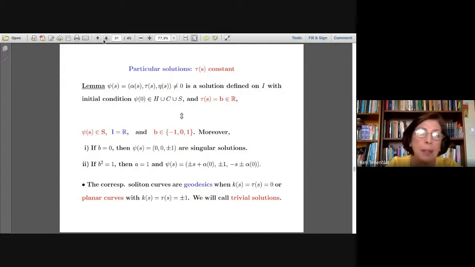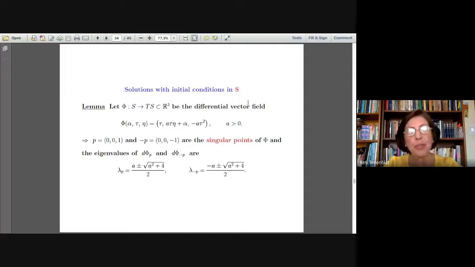Okay. Now, solutions with initial condition in the set S, we can consider the differential vector field defined by that. This is the right-hand side of the system. And so you can find out that the singular points are (0, 0, 1) or (0, 0, minus 1). And the eigenvalues at these points are given by this expression. The only difference is a plus or minus 1 according to the point, and it depends on the constant A.